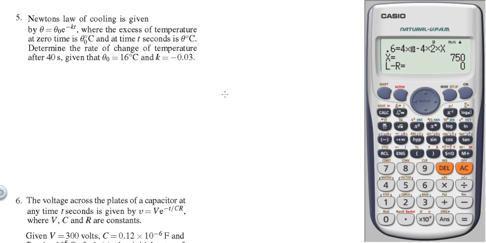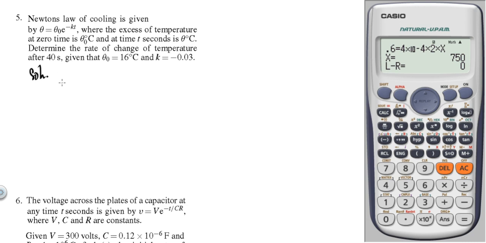Okay, Newton's law of cooling is given by the equation theta is equal to theta sub O, e raised to minus kt, where the excess of temperature at 0 time is theta sub O degree C, and at time t seconds is theta degree C. Determine the rate of change of temperature after 40 seconds, given that theta sub O is 16 degrees C and k is equal to minus 0.03. Newton's law of cooling. You will encounter this in differential equations and advanced engineering mathematics. Okay, let's solve it here.